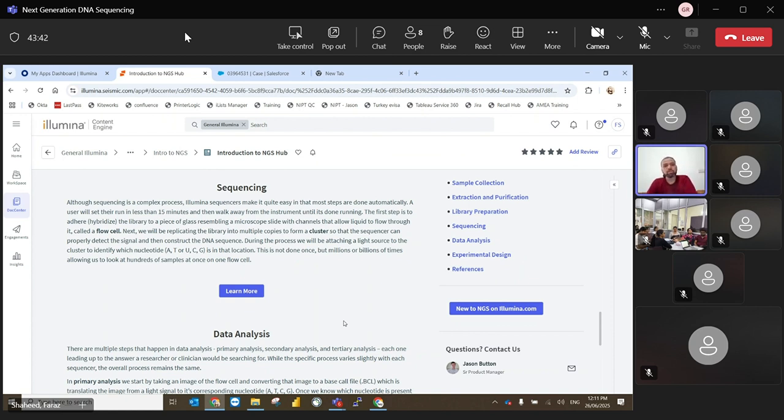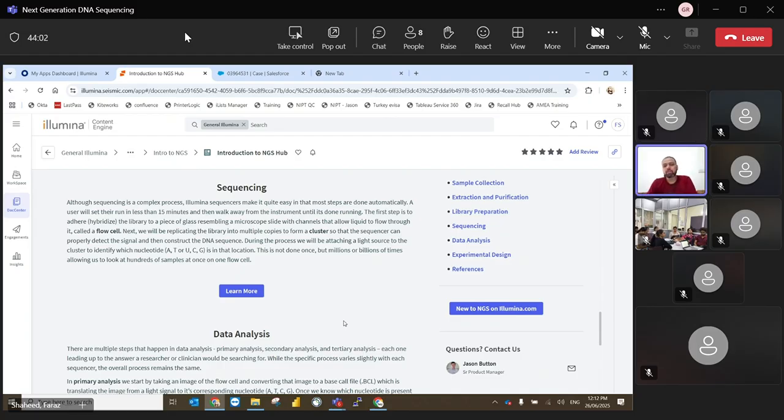But in short, the aim is that you capture the fluorescent signal after addition of bases, okay, and those bases give a signal of a particular wavelength. Based on that, the system will decide that this base is present at this position.